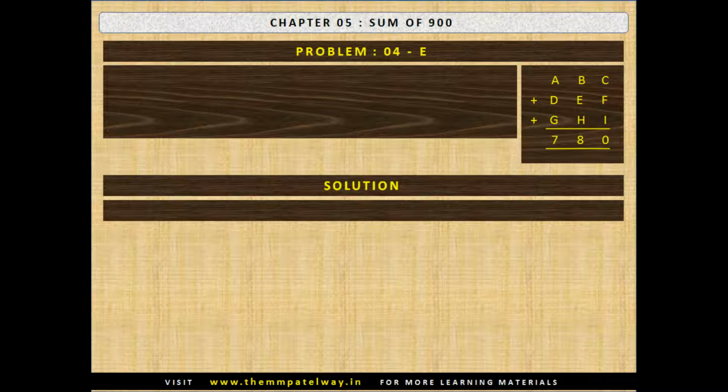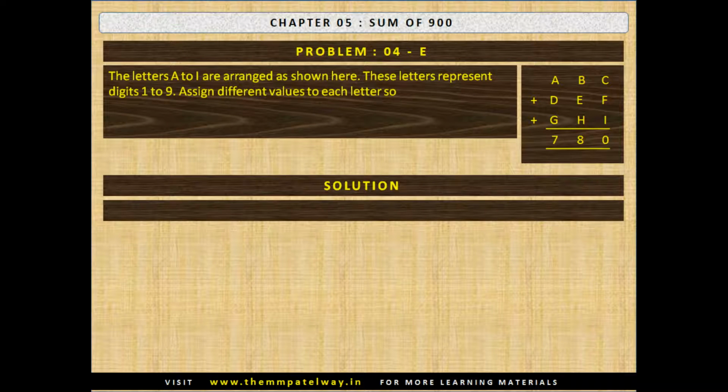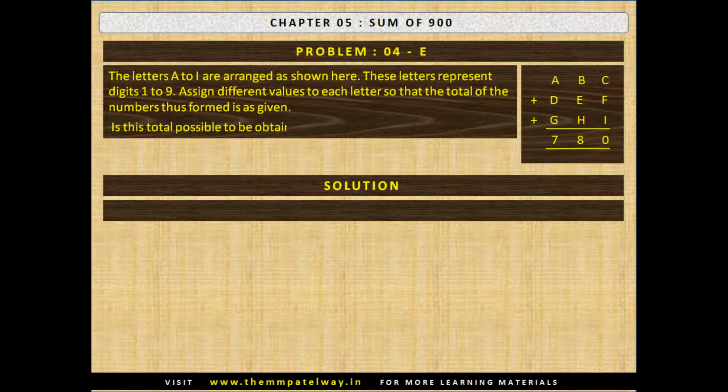Problem number 4E. The letters A to I are arranged as shown here. These letters represent digits 1 to 9. Assign different values to each letter so that the total of the numbers thus formed is as given, that is 780. Is this total possible to be obtained?